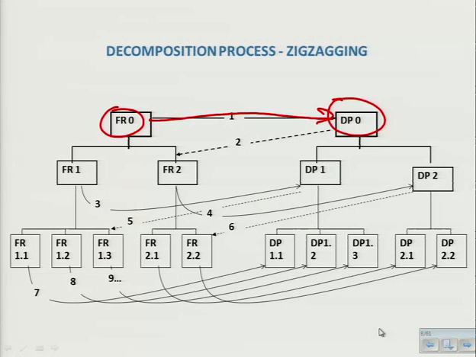And so after we do DP0, so we zigged, now we'll zag back, and now we do FR1 and FR2. Now DP0 is a special kind of constraint, provides a constraint on FR1 and FR2. Let's say FR0 was manufacture crankshafts, and then DP0 is subcontract it to a factory in China.